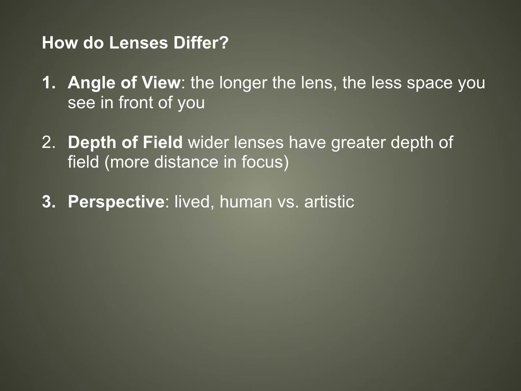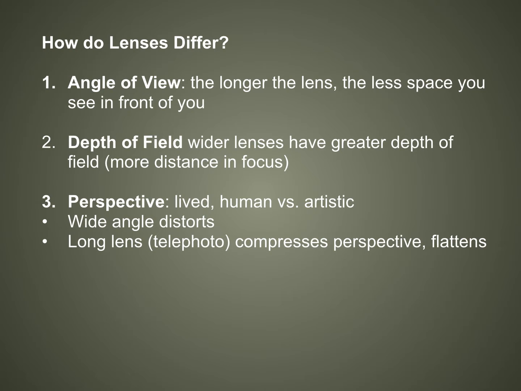And what perspective means is, is it as we see normally through our everyday eyes, unaided by any kind of lens, or is there some kind of altered perspective? Does it look different? Is it like how the human eye sees things, or is there something artistic about it? So different lenses can add a different kind of perspective. Wide angle lenses, for example, distort things. They make them look like they're further away than they really are. And a telephoto lens, that very long lens, also flattens perspective and makes it so we can't really tell how far away something is.